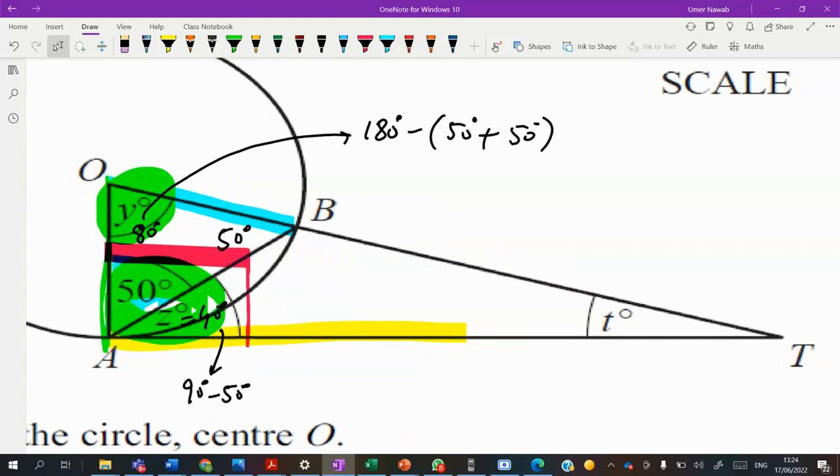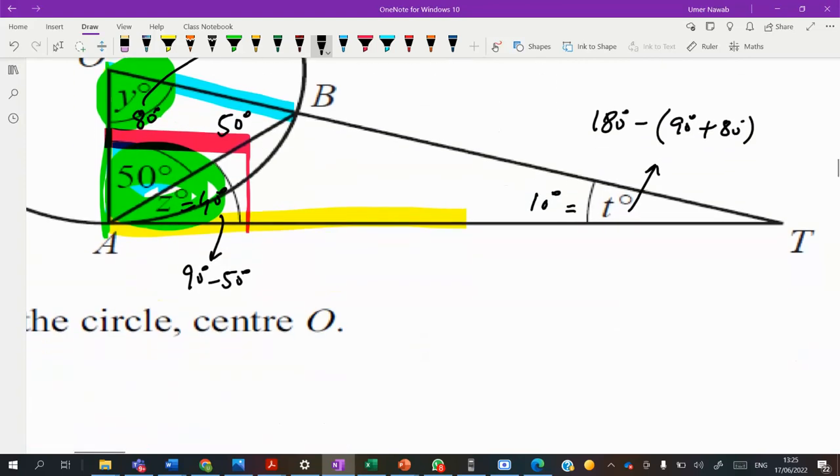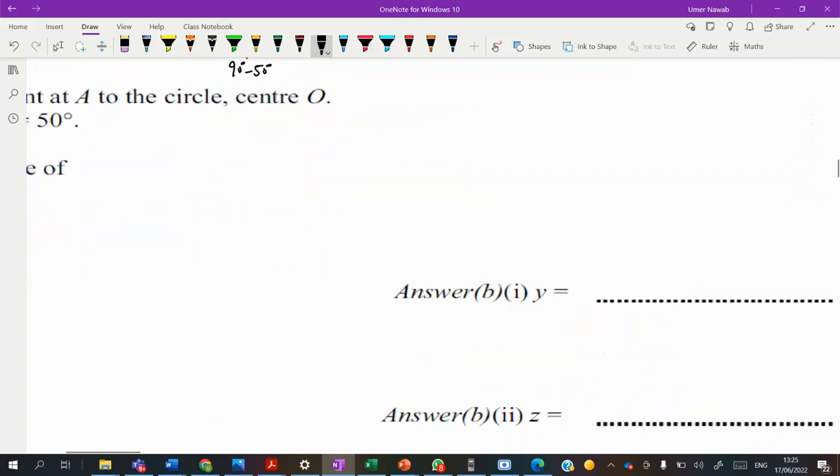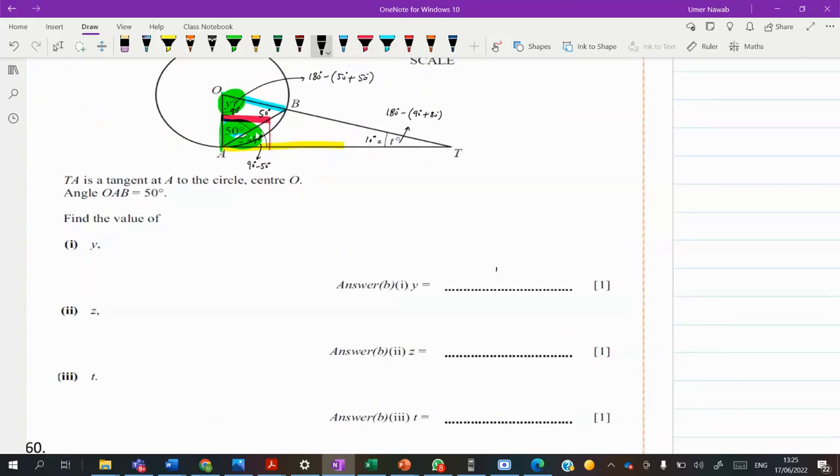So in OAT triangle, 80 and 90 must be subtracted to get you the T. So T is 180 minus 90 and 80. It gives you T is equal to 10 degrees. So let me copy here the answers: 80 degrees, 40 degrees, and 10 degrees.